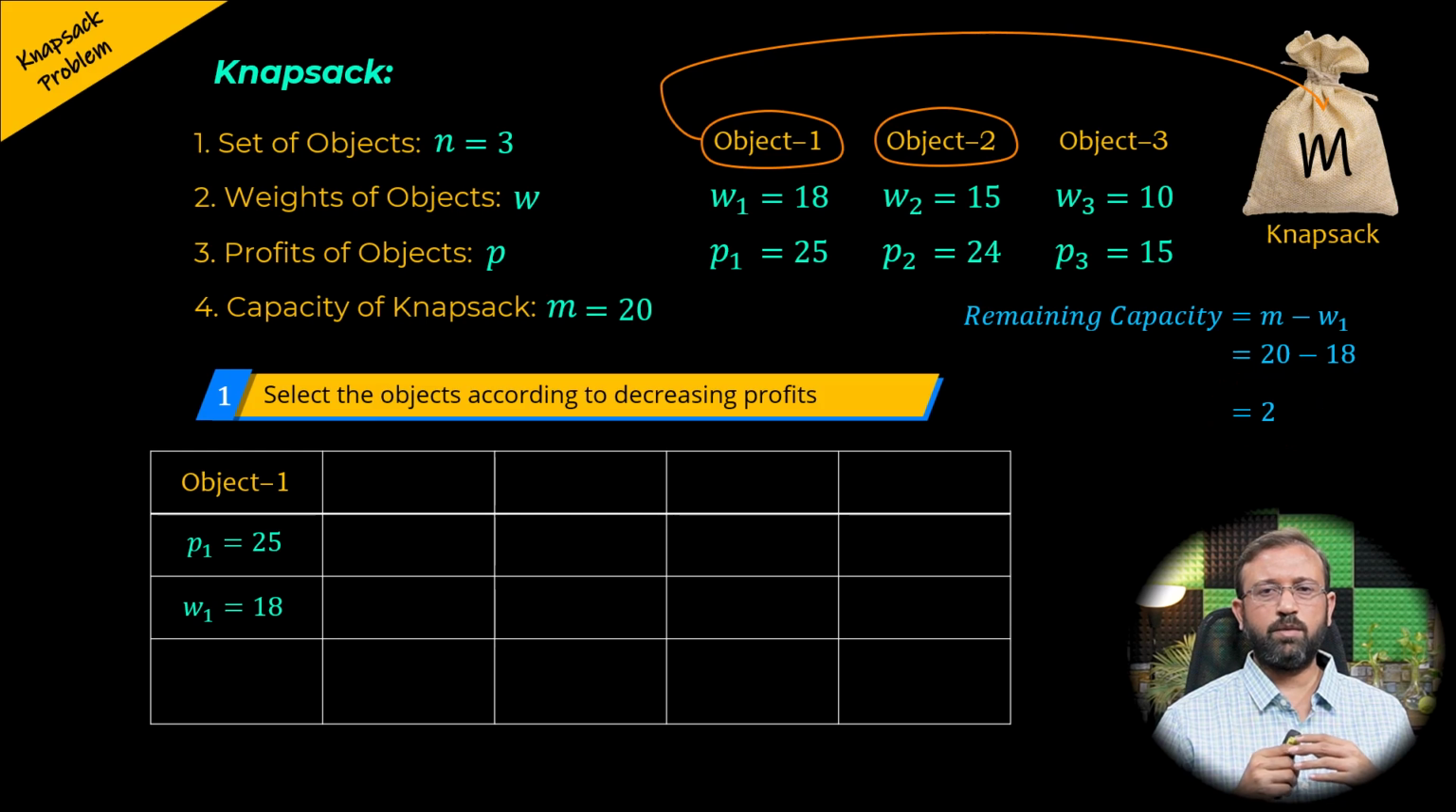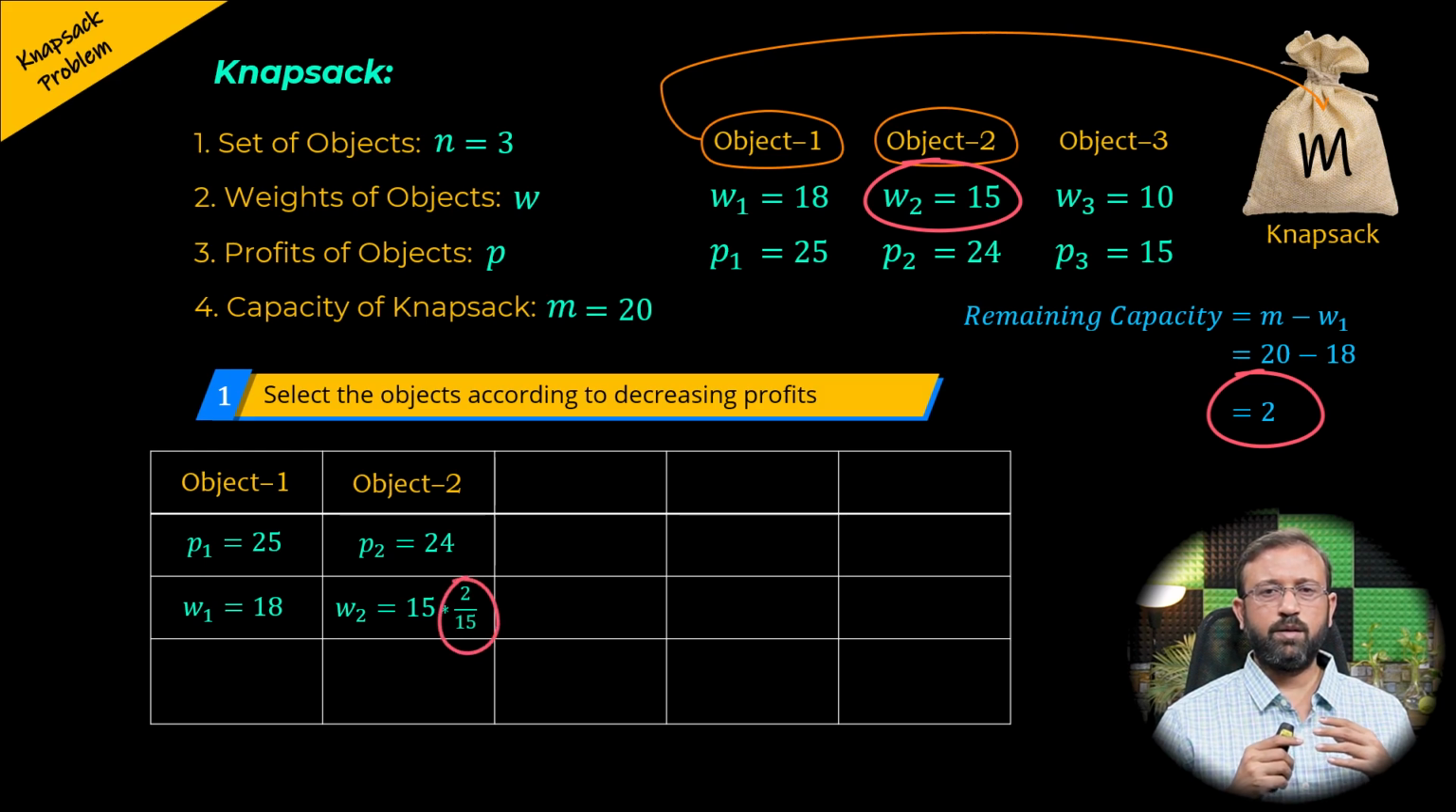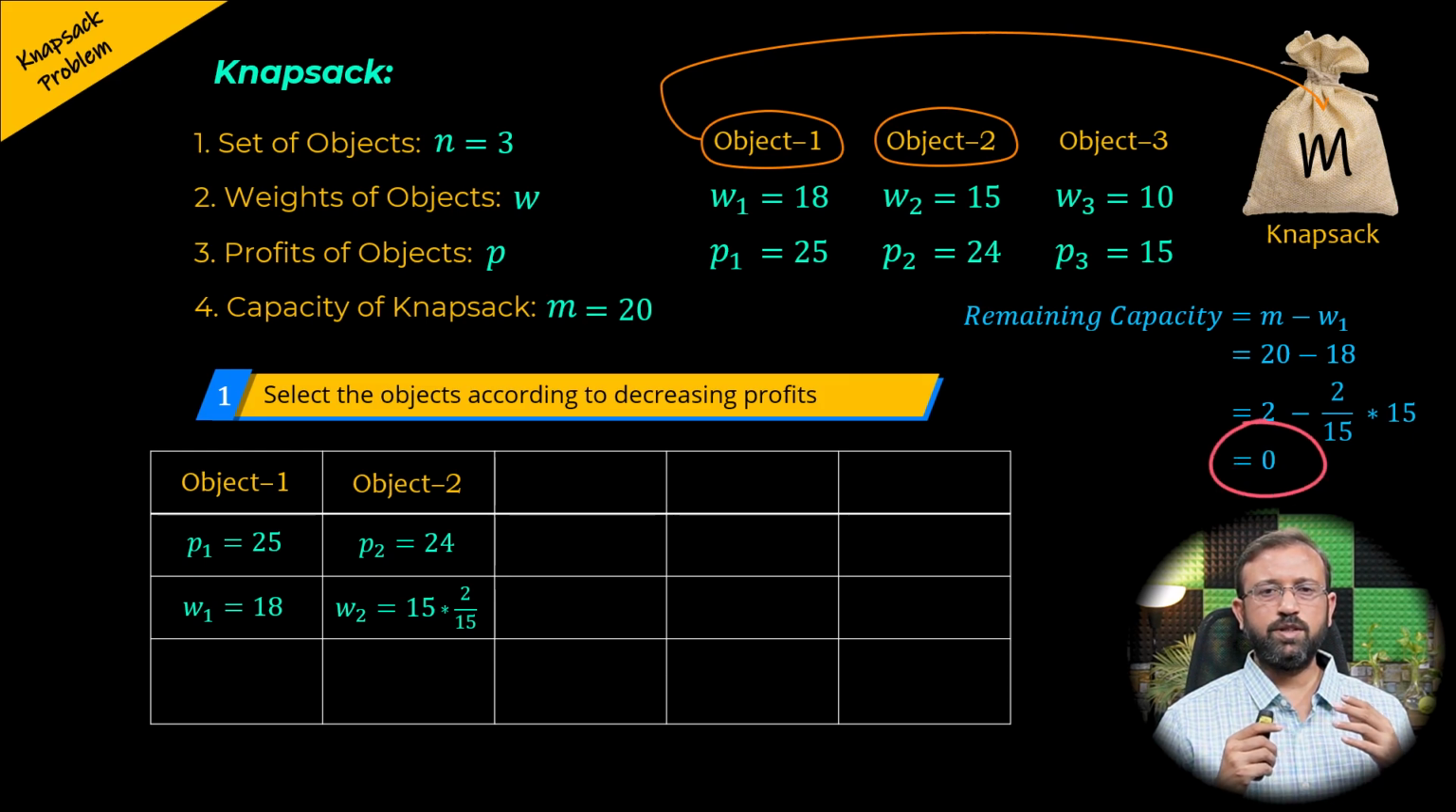So if we consider object 2, the weight of object 2 is 15 and the remaining capacity of the knapsack is 2. Therefore, the knapsack can be filled with a 2/15th fraction of the weight W2 of object 2. Now, the remaining capacity of the knapsack will be 2 minus 2/15 multiplied by 15. So, the remaining capacity of the knapsack will be 0. Then, since the remaining capacity is 0, no other object can be used to fill the knapsack.